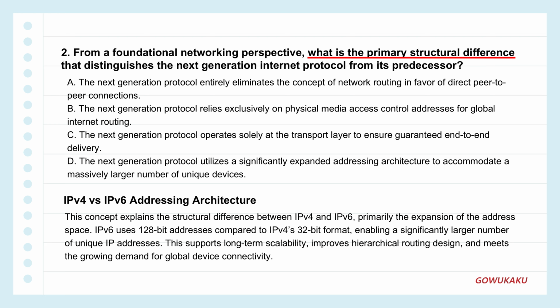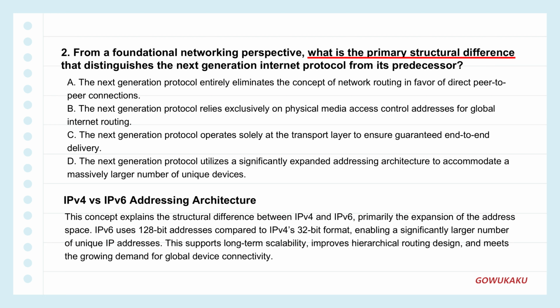The next-generation protocol entirely eliminates the concept of network routing in favor of direct peer-to-peer connections. B. The next generation protocol relies exclusively on physical media access control addresses for global internet routing. C. The next generation protocol operates solely at the transport layer to ensure guaranteed end-to-end delivery. Or D. The next generation protocol utilizes a significantly expanded addressing architecture to accommodate a massively larger number of unique devices. All right, what's your take?